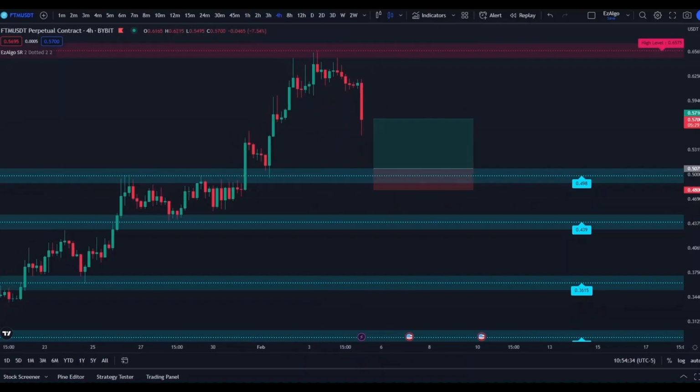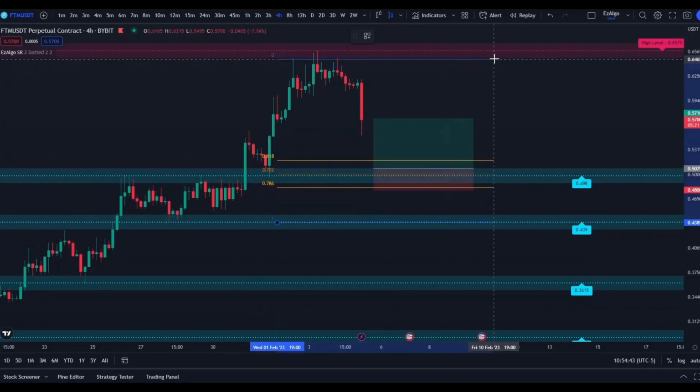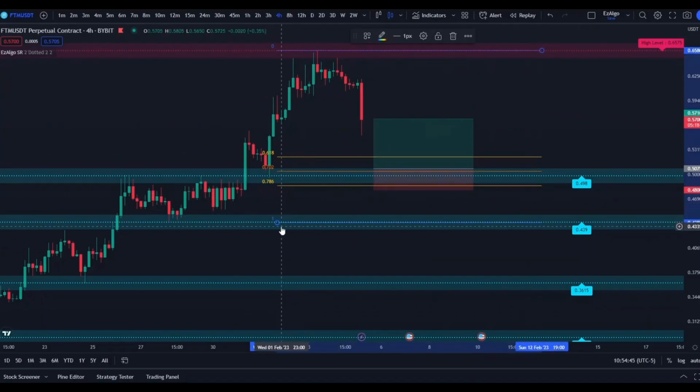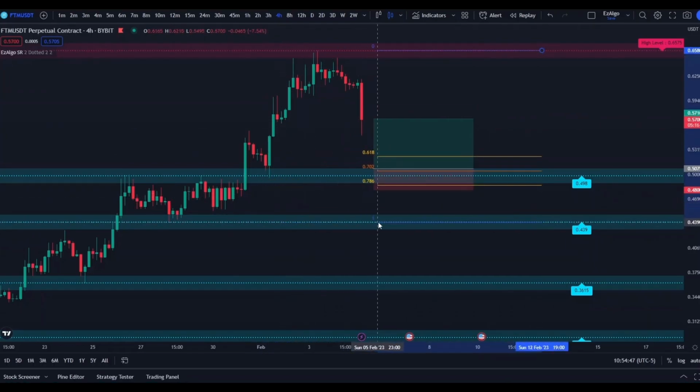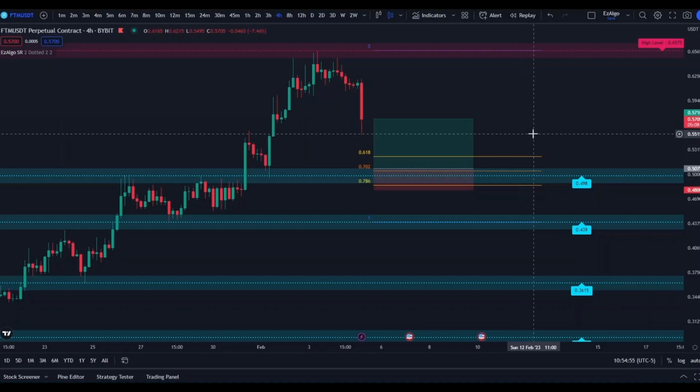And now it's time to get our Fibonacci retracement tool, because it's always good to take long positions at support and resistance zones, but we want a little bit more confluence. So I'm going to take this fib out, and you can see we actually have a key Fibonacci retracement level overlapping that support zone. So I'm using the 0.618, the 0.702, and the 0.786 Fibonacci levels.